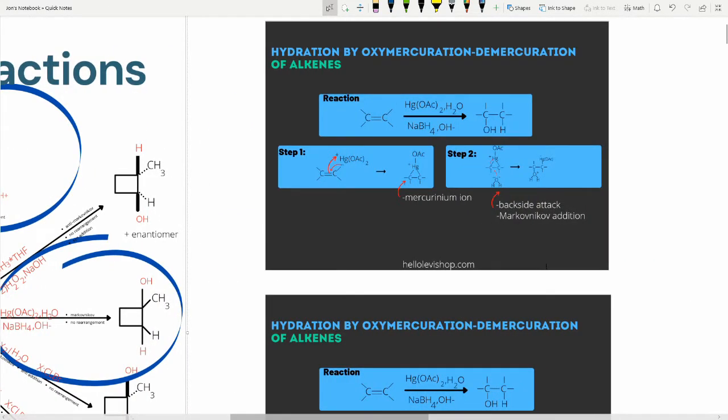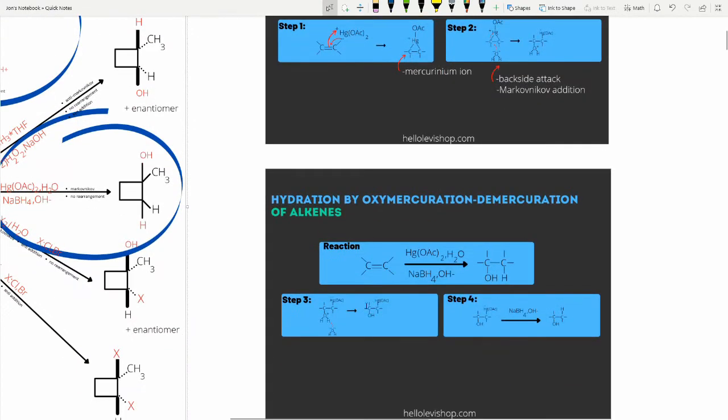Now, if we look at the oxymercuration demercuration, on the first step, the double bond attacks the positively charged mercury and forms the mercurinium ion. Now, due to the formation of the mercurinium ion, no carbocation is formed and thus no rearrangement can occur. The second step is when the water opens up the mercurinium ion, followed by the deprotonation, the third step. The final step is the sodium borohydride, NaBH4, which is a reducing agent, removes the mercury and then replaces it with a hydrogen atom.